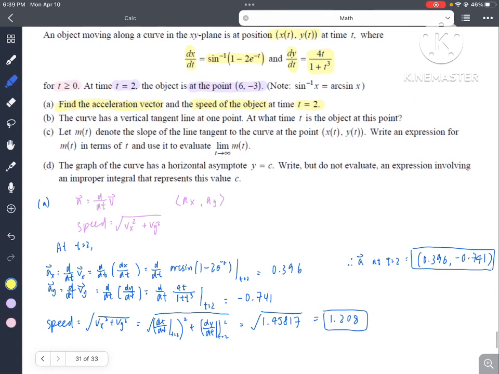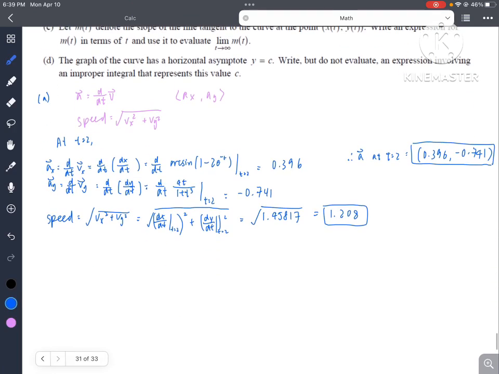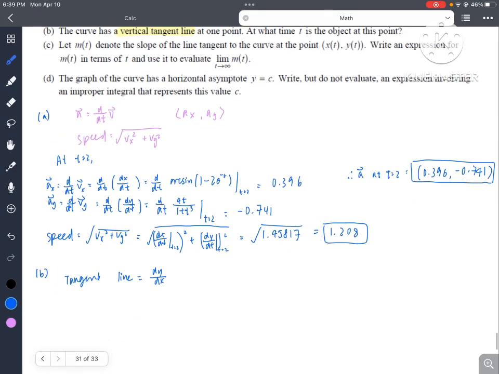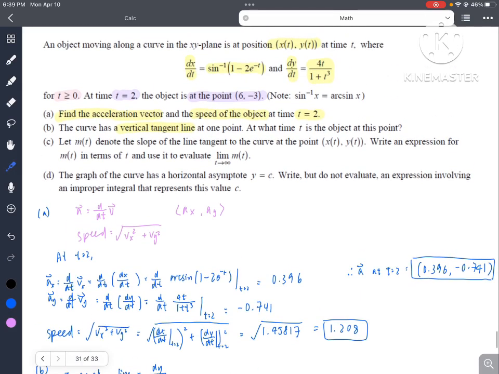Now let's look at part B. We are told that the curve has a vertical tangent line. We know that the slope of the tangent line is dy over dx. What does it mean when the tangent line is vertical? It means that dx is 0. So we just need to find the value of t when dx over dt is equal to 0. In other words, you want this expression to be equal to 0.